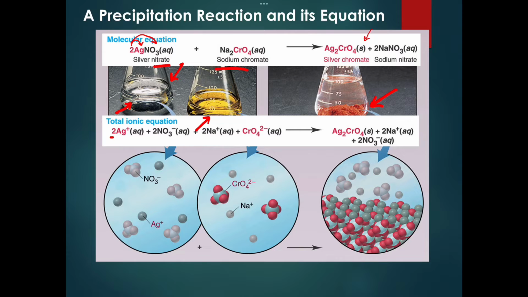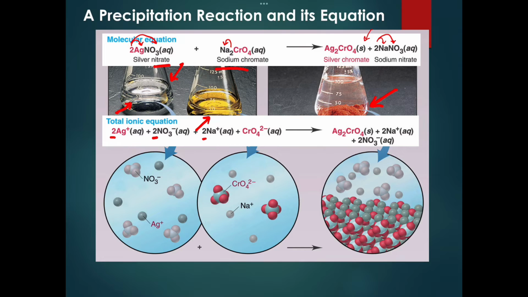So when this splits up, we get 2 silvers and 2 nitrates, and both are aqueous. And then we have sodium chromate. This 2 is telling us there are 2 sodiums, so that's why this 2 is out front here. So there are 2 sodiums and 1 chromate. And then our silver chromate solid stays together. Remember, the only thing you are going to split apart are aqueous ionic compounds. And then our sodium nitrate will split apart, and that 2 out front is going to distribute into the sodium and into the nitrate. So we get 2 sodiums and 2 nitrates. So that is our total ionic equation.